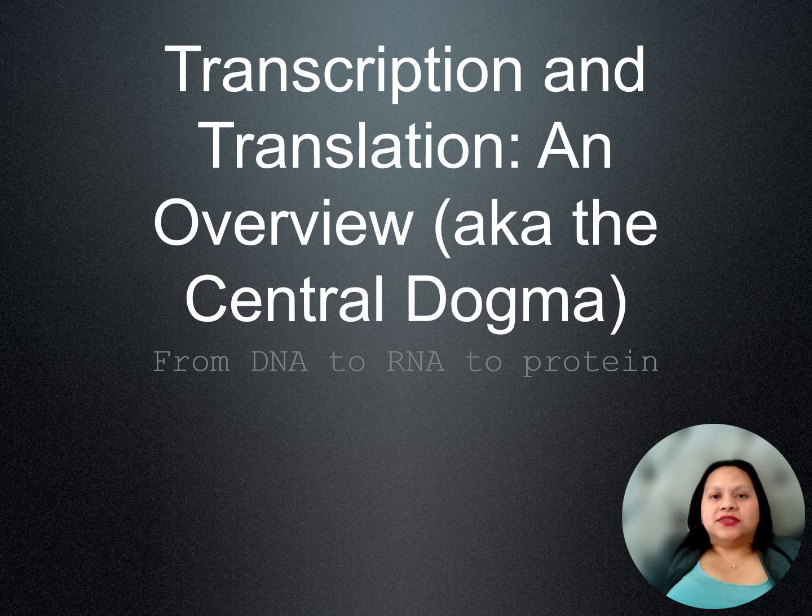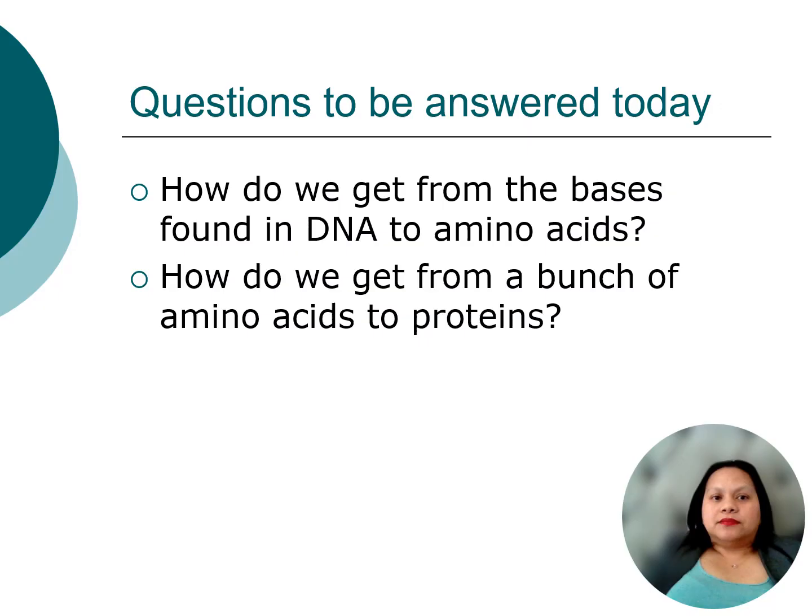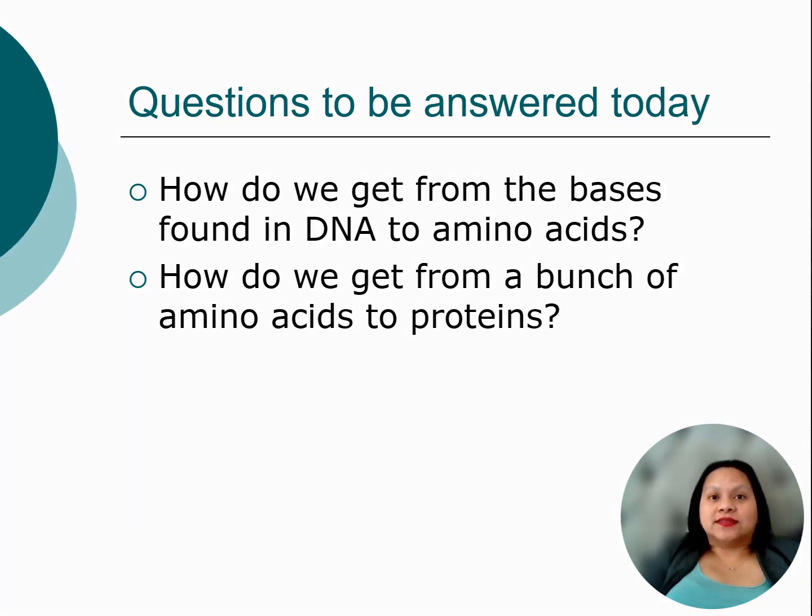Now it's time to understand exactly how this molecule codes for a particular organism. How is it that a single cell containing a specific set of genetic material will result in the development of a fish, a cat, or a human? At the end of the discussion, you should be able to answer the following questions. How do we get from the bases found in the DNA to amino acids? How do we get from a bunch of amino acids to proteins?